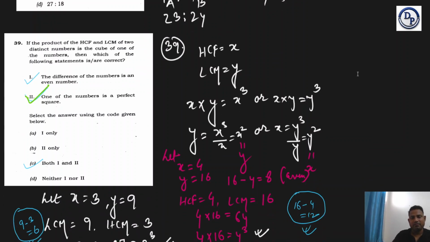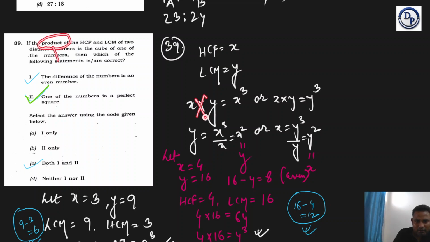Now question number 39. If the product of HCF and LCM of two distinct numbers is the cube of one of the numbers, then which of the following statements is or are correct? The first statement tells that the difference of the numbers is an even number, and the second tells us one of the numbers is a perfect square. Now let's solve it. In the case of 39, I consider HCF as X, whereas LCM must be Y. According to that, we have to find the product. It is mentioned in the question, it is the product.